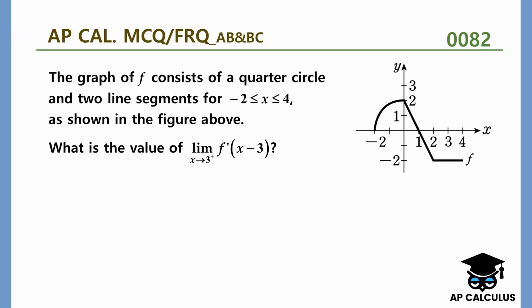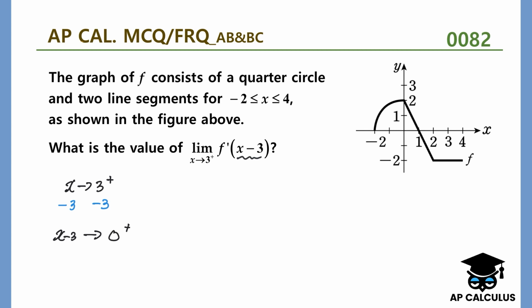Question 82. What is the value of the limit as x approaches 3 from the right hand side of f prime x minus 3? Okay, as x approaches 3 from the right hand side, then what about x minus 3? We subtract 3 here, 3 here. So x minus 3 approaches 0, 3 minus 3, 0 from the right hand side, right?